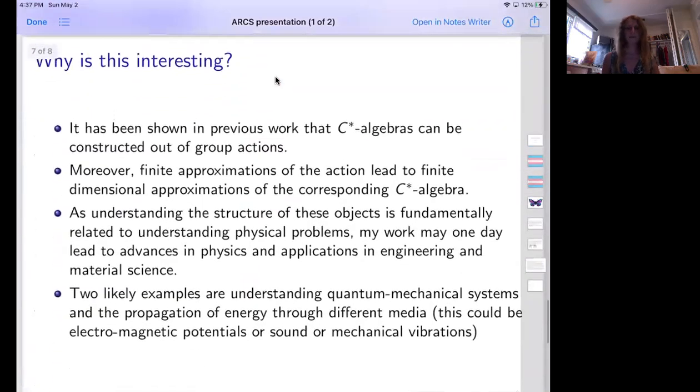This is important because many C-star algebras arise out of group actions, and finite approximations of the group actions can be used to infer finite dimensional approximations of the C-star algebras. And understanding the structure of those is really important for a lot of physical problems, especially if you want to understand a quantum mechanical system or how different kinds of energy are propagated through different media.